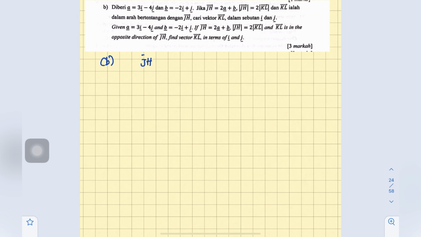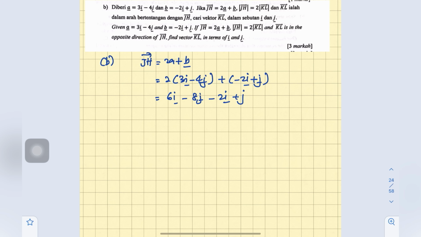Okay, so first of all, we need to find vector JH. So vector JH equals 2A plus B. A is 3i minus 4j, plus B is negative 2i plus j. Kena buat tanda vektor. Kalau tak ada tanda vektor, salah. So this one 6i minus 8j minus 2i plus j. Kita simplify lah, so this one become 4i minus 7j. So this is vector JH.